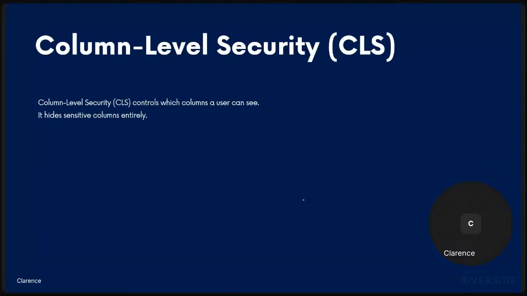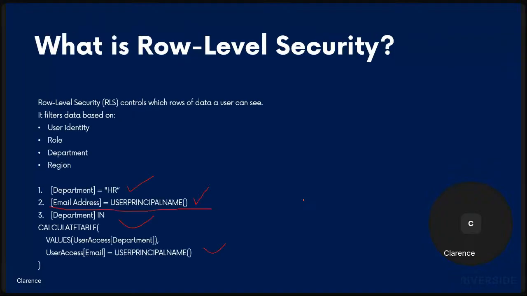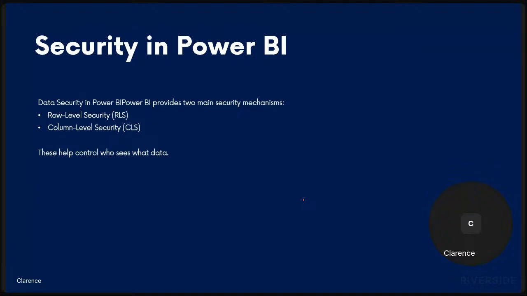Something very important. The last one is called column level security. This one controls which columns users can actually see. So it's for highly sensitive columns. I think this one is very straightforward. Another thing they might ask you in the exam is, you've got certain people in your company and you don't want them to get access to certain columns. It's very easy. They're talking about column level security.